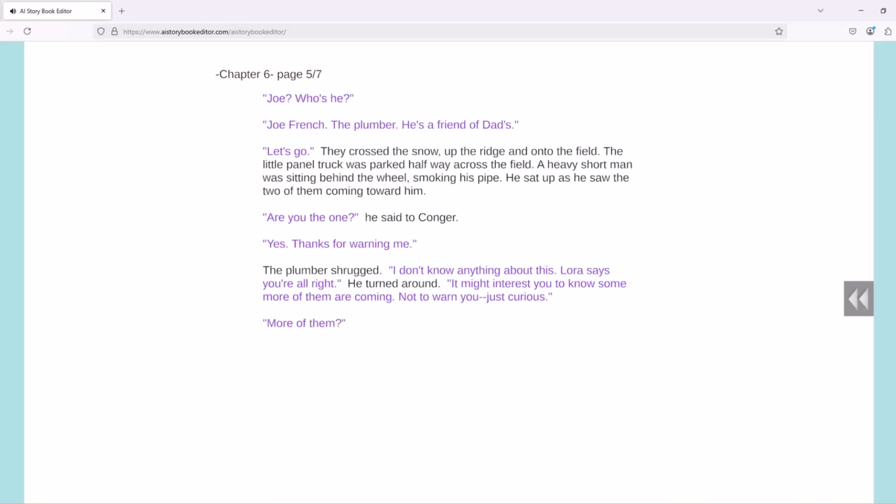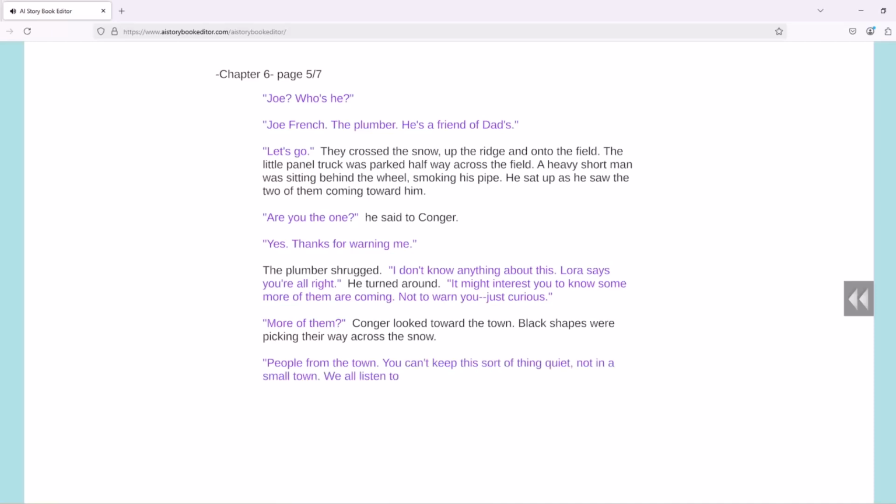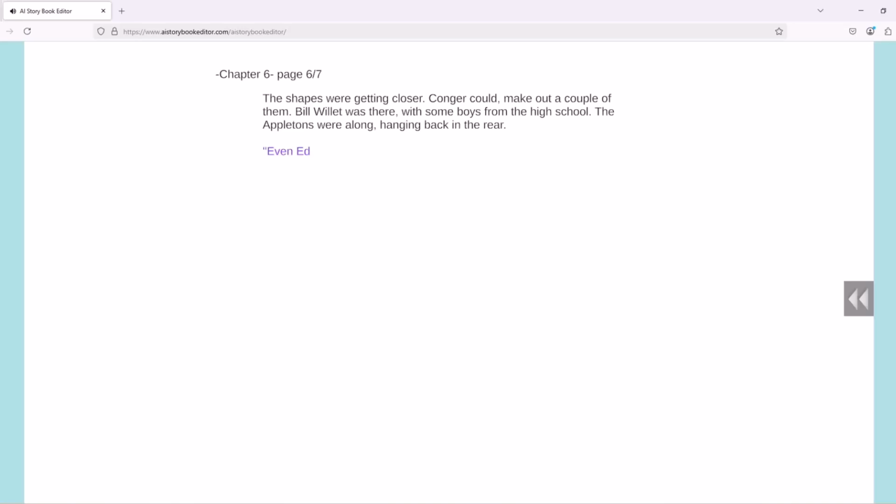"More of them." Conger looked toward the town. Black shapes were picking their way across the snow. "People from the town. You can't keep this sort of thing quiet, not in a small town. We all listen to the police radio. They heard the same way Laura did. Someone tuned in, spread it around." The shapes were getting closer. Conger could make out a couple of them. Bill Willett was there, with some boys from the high school. The Appletons were along, hanging back in the rear. "Even Ed Davies," Conger murmured. The storekeeper was toiling onto the field, with three or four other men from the town. "All curious as hell," French said.